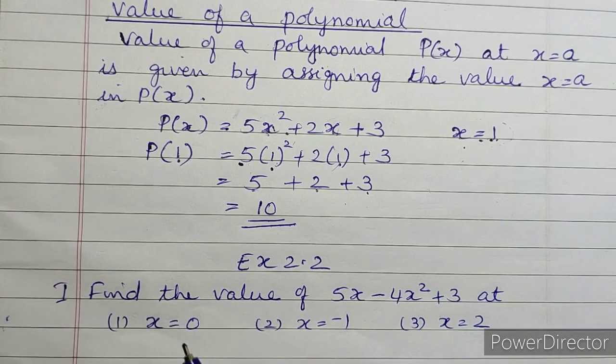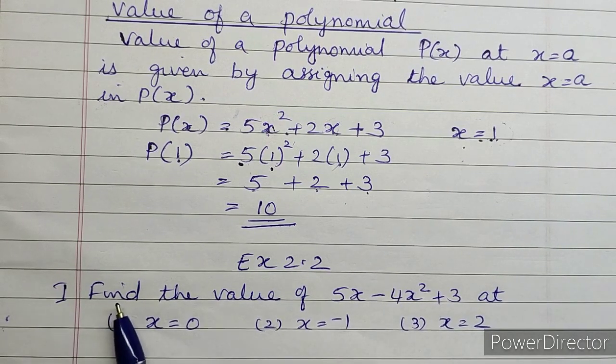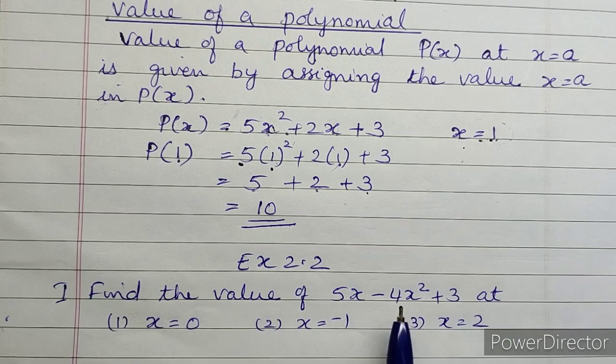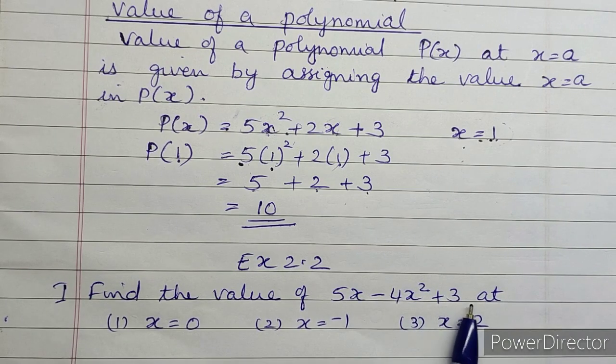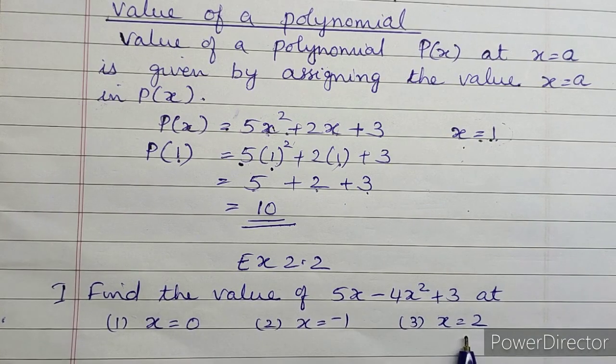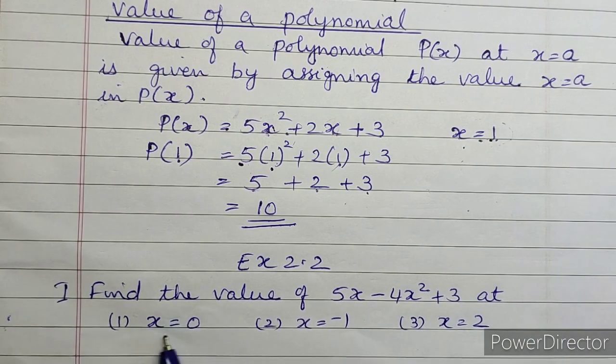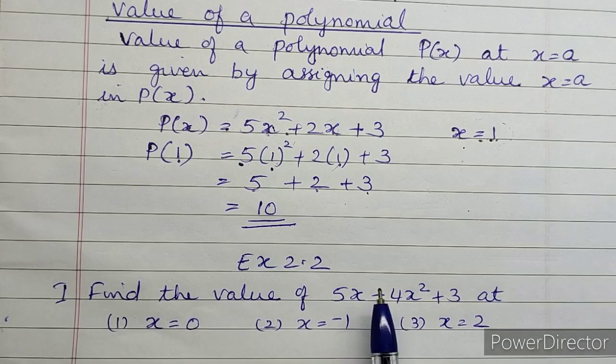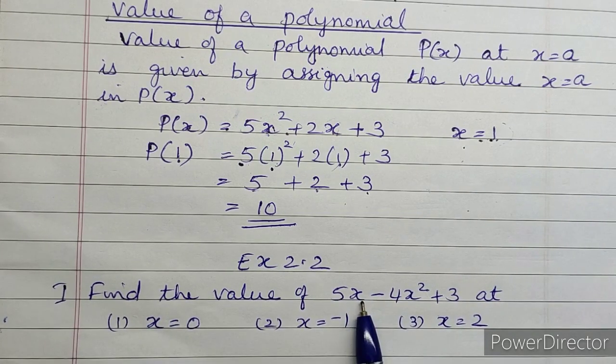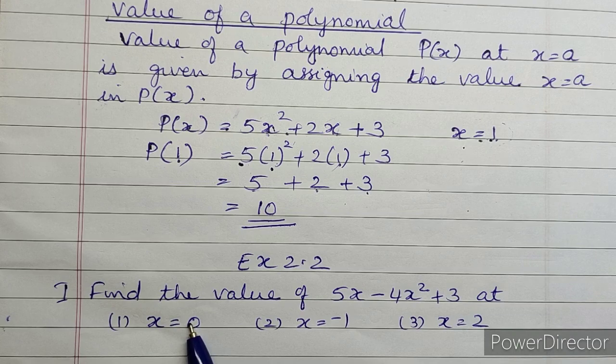So this is the question, exercise 2.2. First main, find the value of 5x minus 4x square plus 3 at x equals 0. First question. Second one, x equals minus 1. Third one is x equals 2. So first one is x equals 0. So in this polynomial, wherever x comes, you have to put it as 0 and find the value.